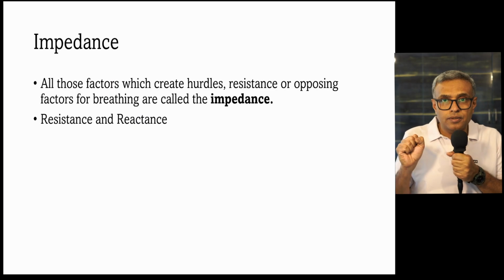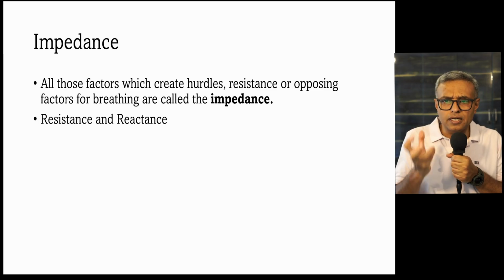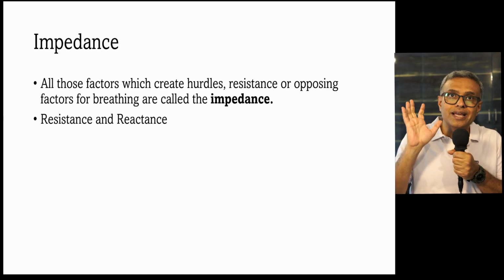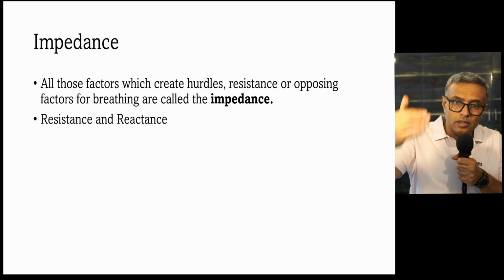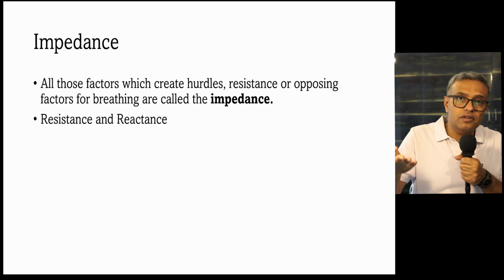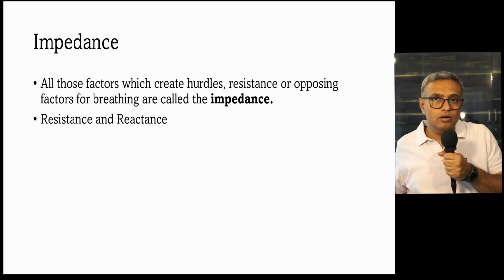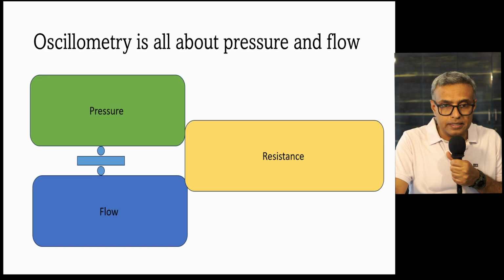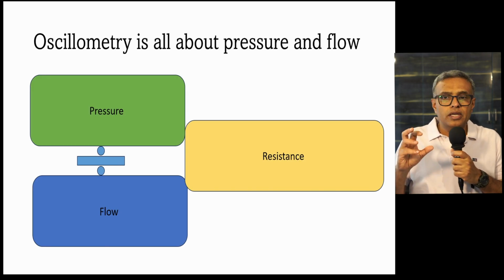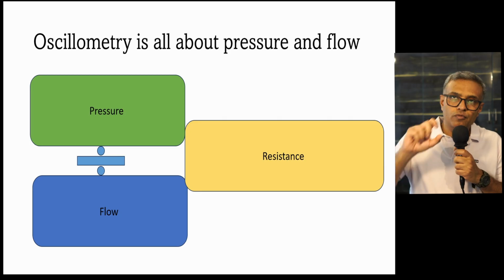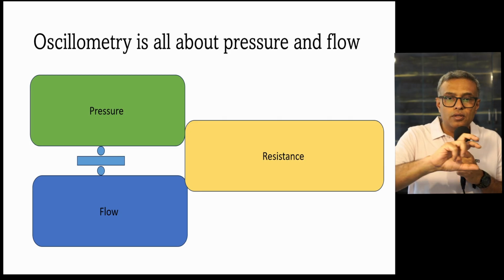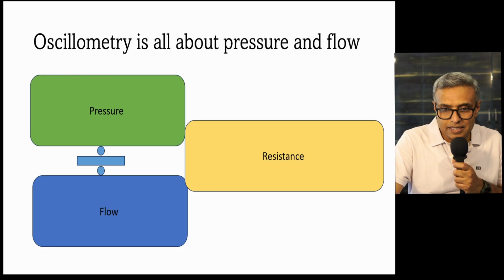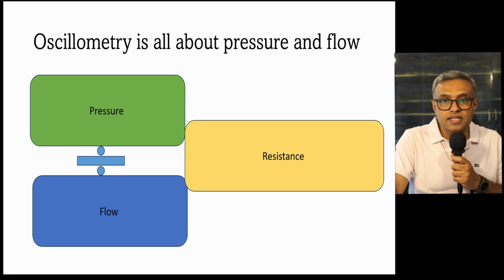What is impedance? All those factors which create hurdles, resistance, or opposing forces for breathing are together called the impedance. Resistance is the component picked up by the oscillometry, and reactance in turn has two components: compliance and inertance. Oscillometry is all about pressure and flow. Whenever you assess the pressure, you also assess the flow, and you measure indirectly the resistance of the respiratory system.